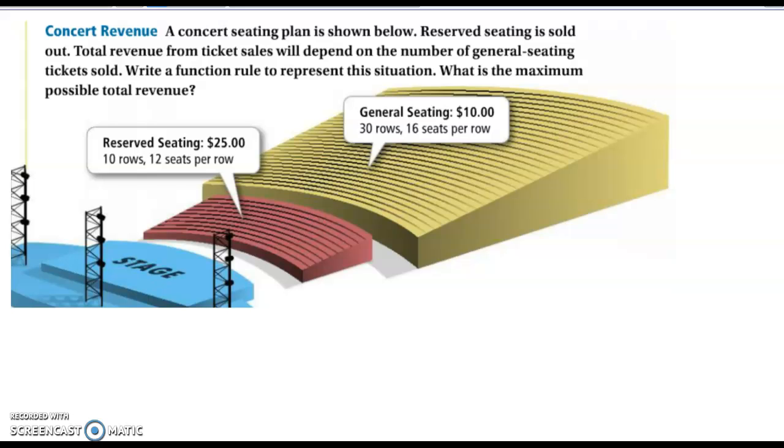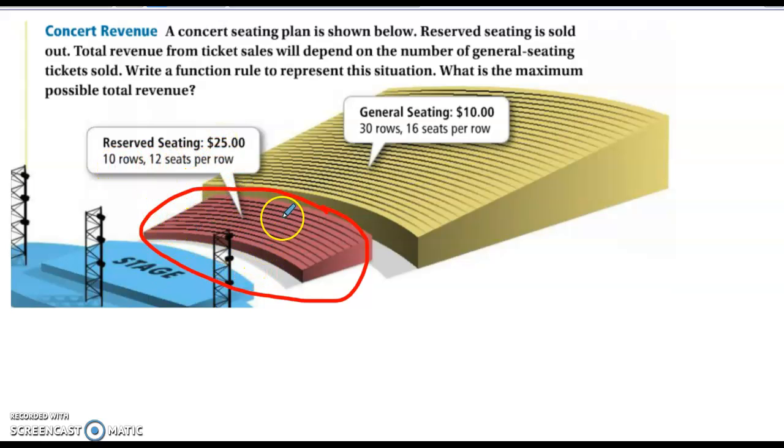All right, so it told me that the reserve seating is sold out, right? So this red seating is sold out. So I've already made all of the money from that. So I got to figure out how much money that actually is. Well, it's $25 per seat. I got to know how many seats there are.